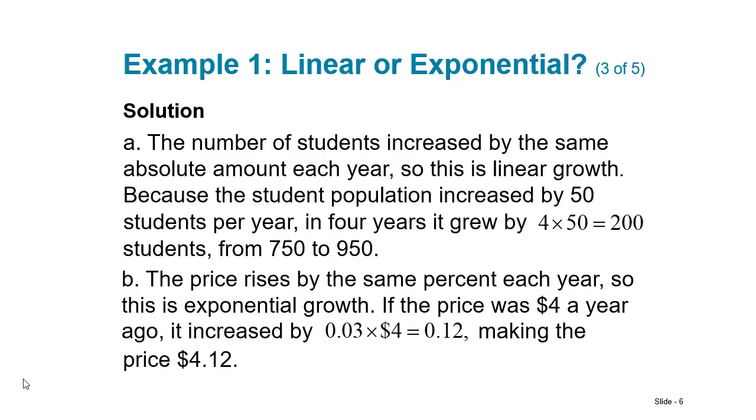Number of students went up 50 each year, so that's linear. So in 4 years, it's just going to go up 50 times 4. So 50 times 4 is 200. You add 200 to 750, and there you go.